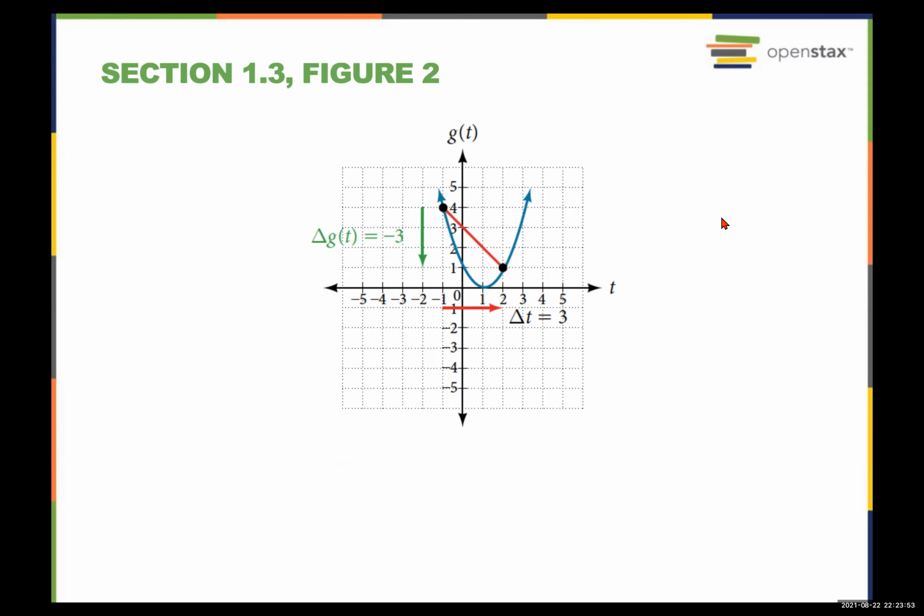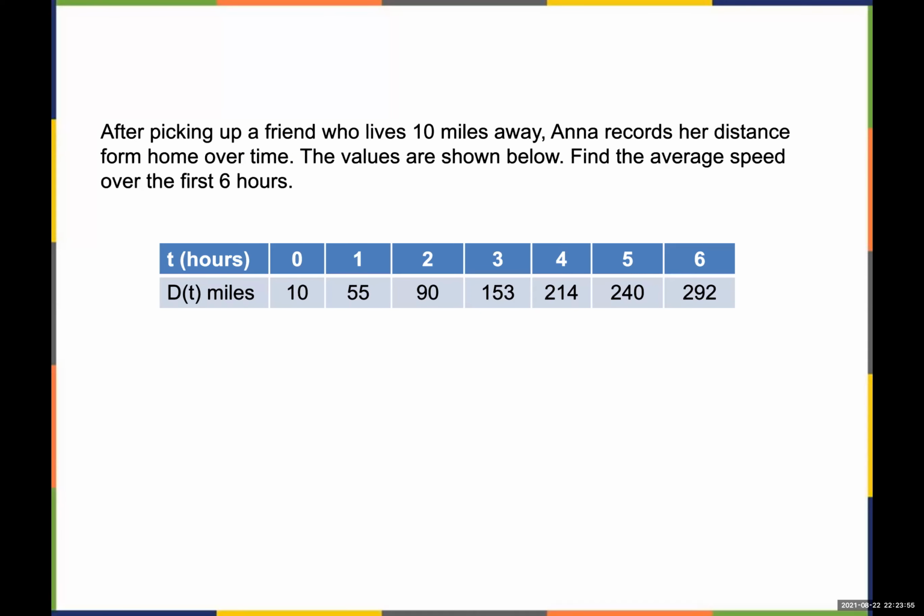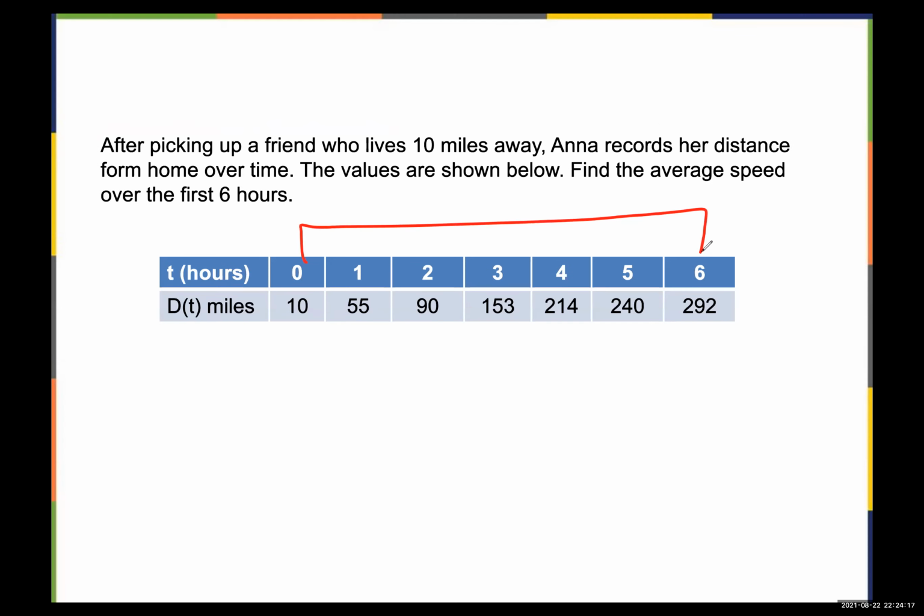How about given a table? Next example: after picking up a friend who lives 10 miles away, Anna records his distance from home over time. The values are shown below. Find the average speed over the first 6 hours. So given the time t and d of t.